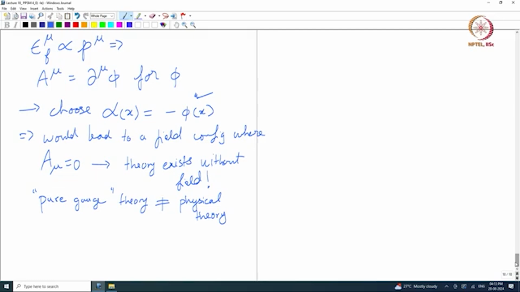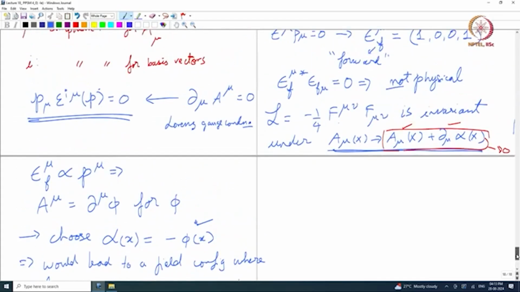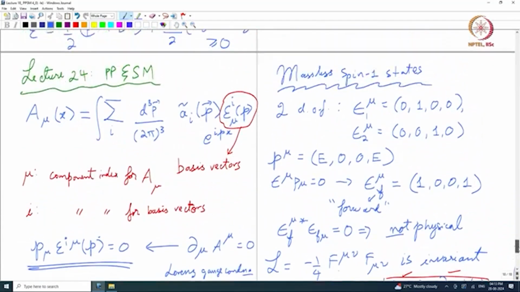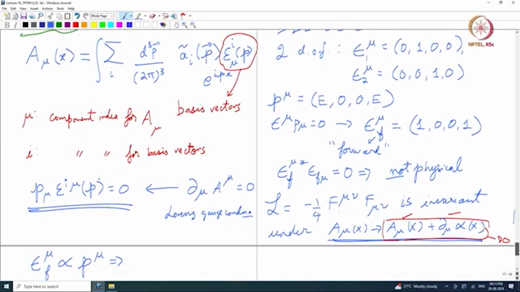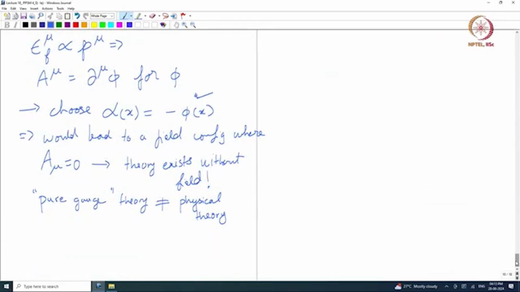So I am mentioning all this because this is the kind of language that one should get used to in field theory. These are the consistency checks that we need to do to see whether our field theory description actually describes the particle physics that we want. Okay, excellent. Now here is another observation.